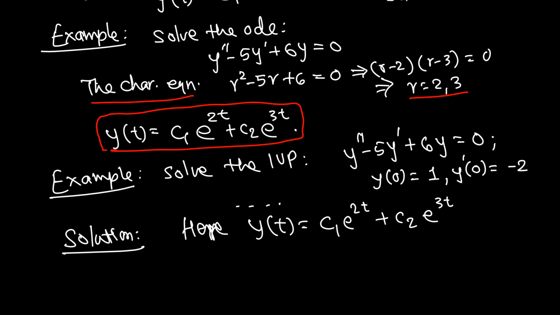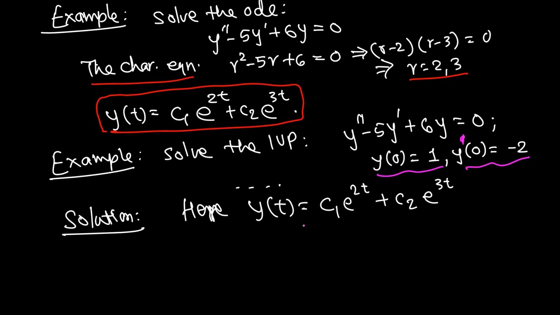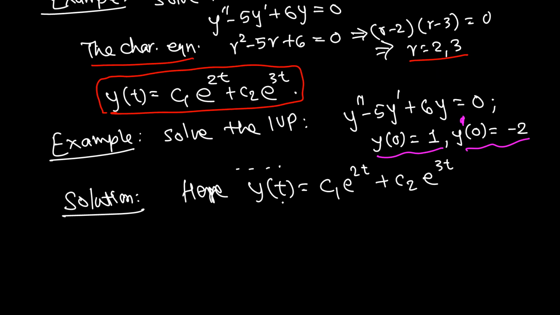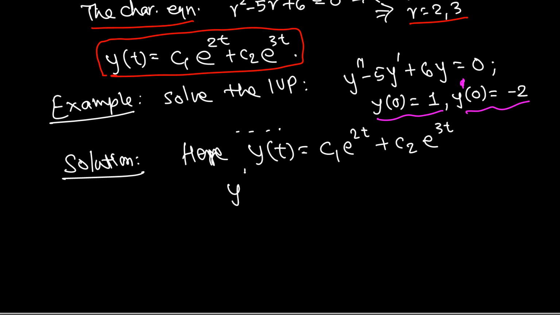Now, using these two initial conditions, we need to determine the values of c1 and c2. Look at the second initial condition. It has y prime. That means we need to find its derivative. Let's find the derivative from the general solution: 2c1 e raised to 2t plus 3c2 e raised to 3t. We found the first derivative. This is not the solution; it is the solution only when we know c1 and c2. This is just to apply the second initial condition.